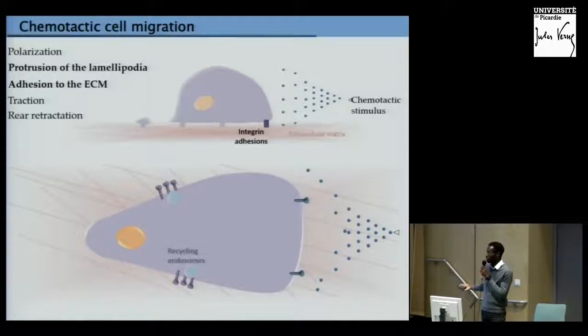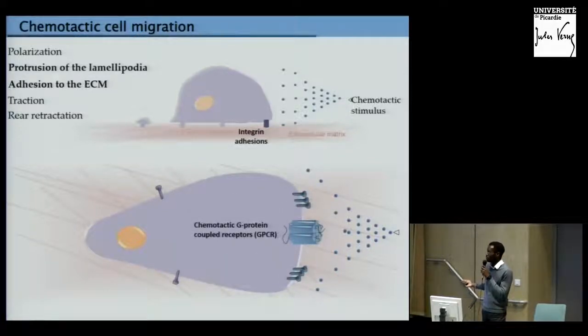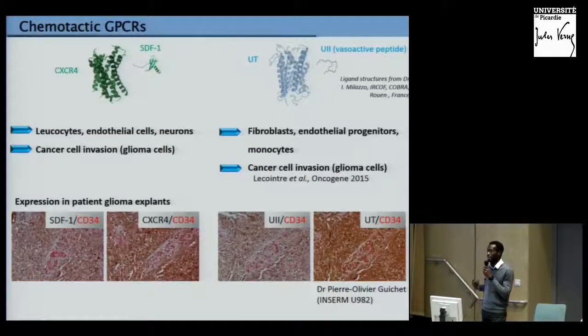Now, to form these new adhesions, the cell will in part have to recycle integrins from its rear end via recycling endosomes. And to launch this whole mechanism, most of the chemotactic stimuli bind to cell surface receptors that belong to the G-protein coupled receptor family, or GPCR. Now, as a prototypical chemokine receptor, the GPCR named CXCR4 has received much attention. Together with its ligand, the stromal cell-derived factor, or SDF1, they have been shown to be involved in the migration of leukocytes or endothelial cells, but also in cancer cell invasion.